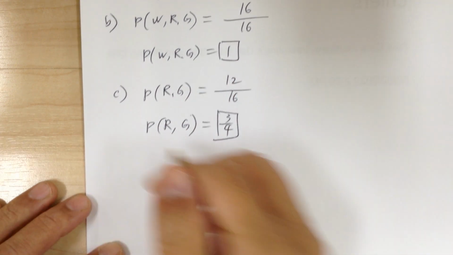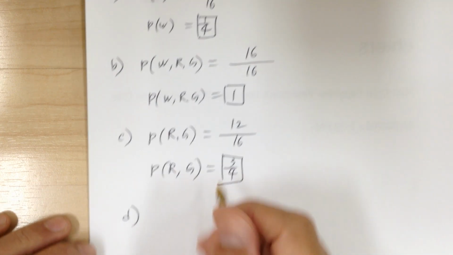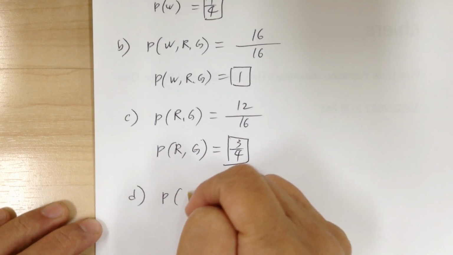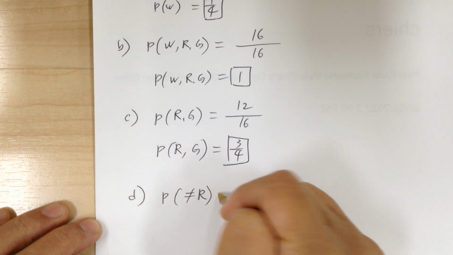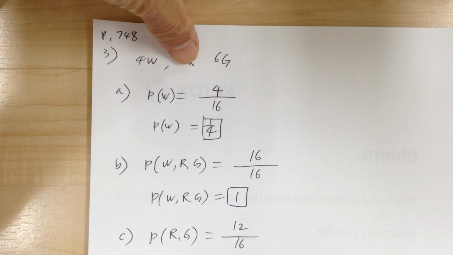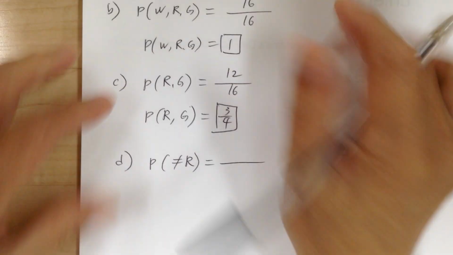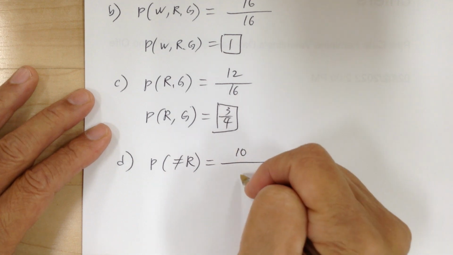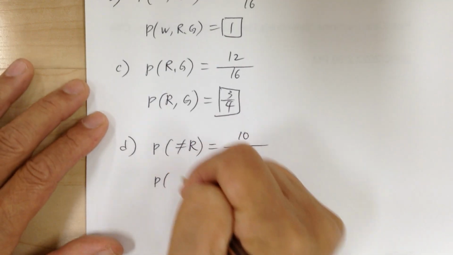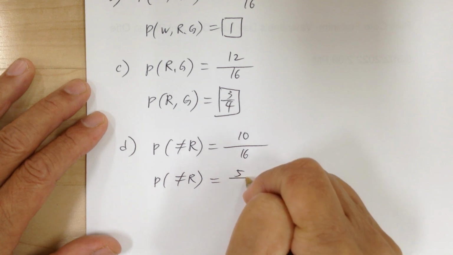Okay, let's go to D. It is not red. So here is red. So not red would be those two, right? These two are not red, so it would be 10. So there are 10 non-red out of 16. So the probability of not red will equal 5 out of 8.